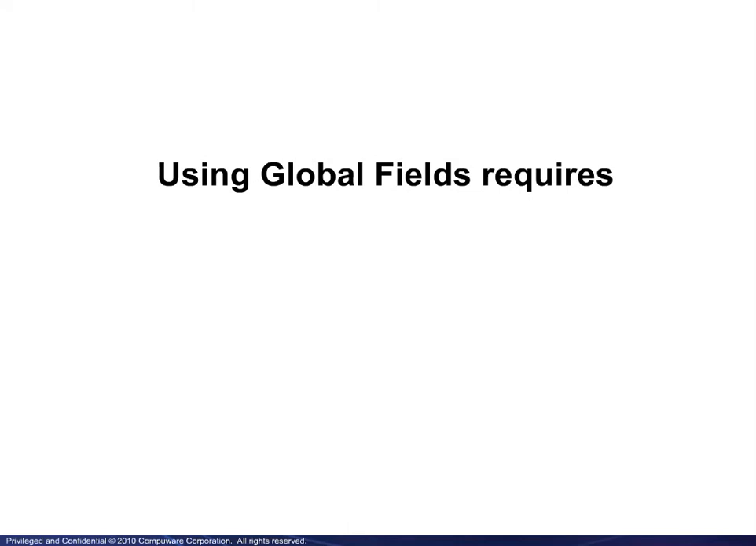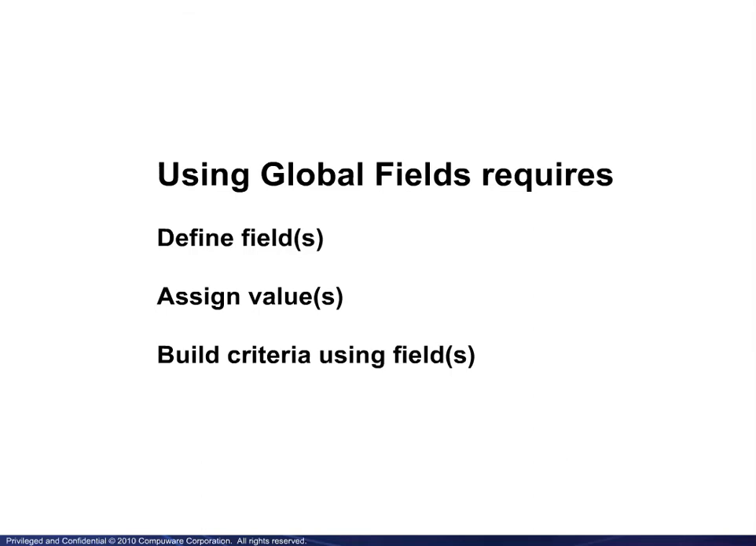In order to use global fields, they must be defined within File-AID, then assigned appropriate values. With these steps complete, the necessary selection criteria may be built using the global fields. A number of examples follow.